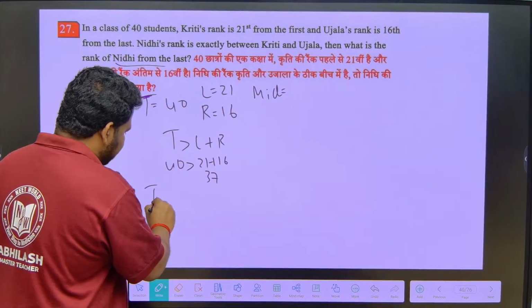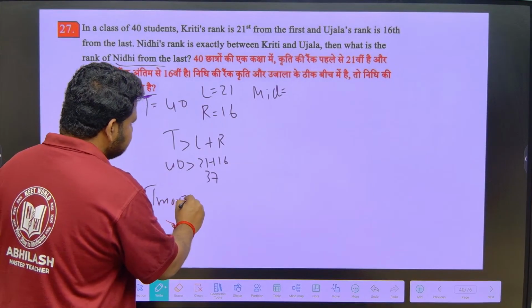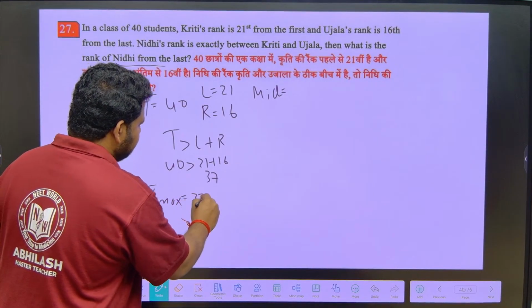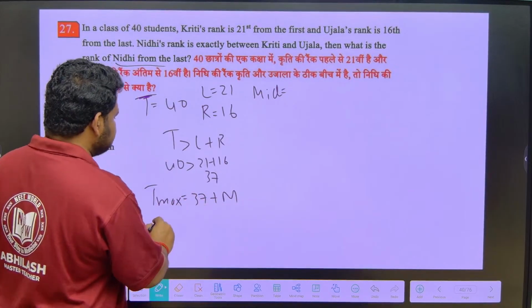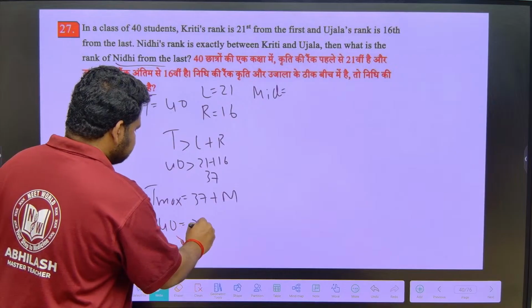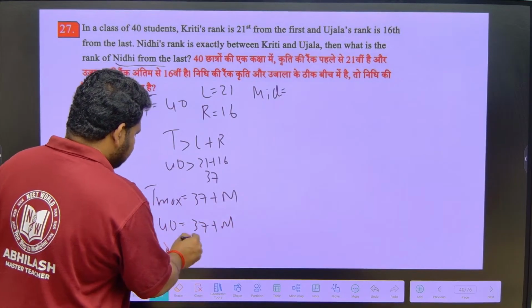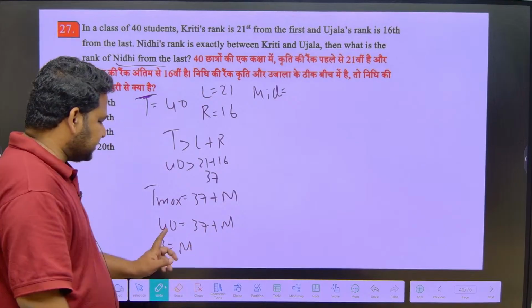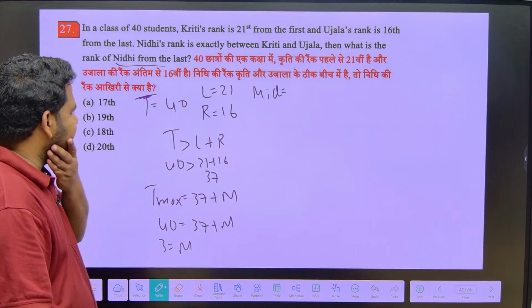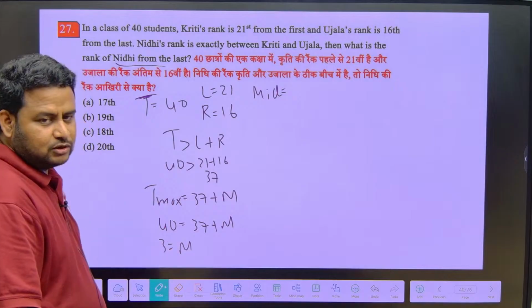We have to use the total maximum formula. Total maximum is equal to L plus R plus M. Total maximum is 40, so 40 equals 37 plus M. Now 40 minus 37 is 3, so I get M as 3. Now I have got the middle value M.